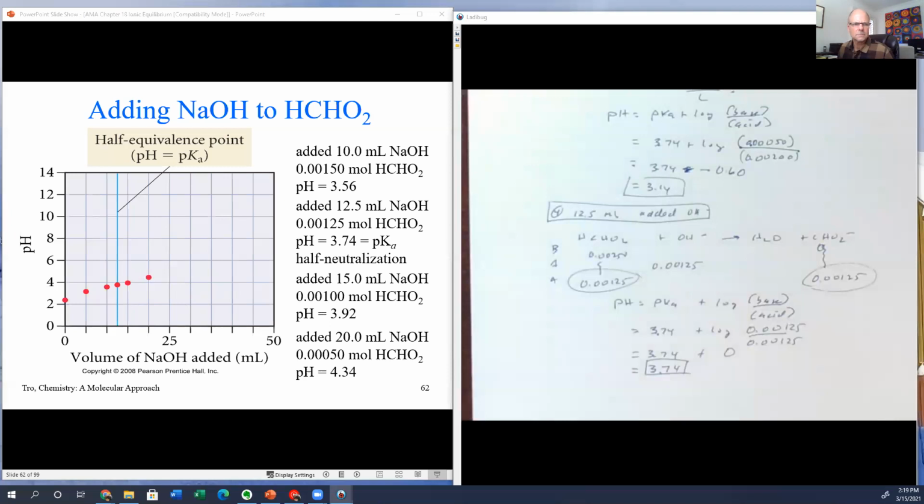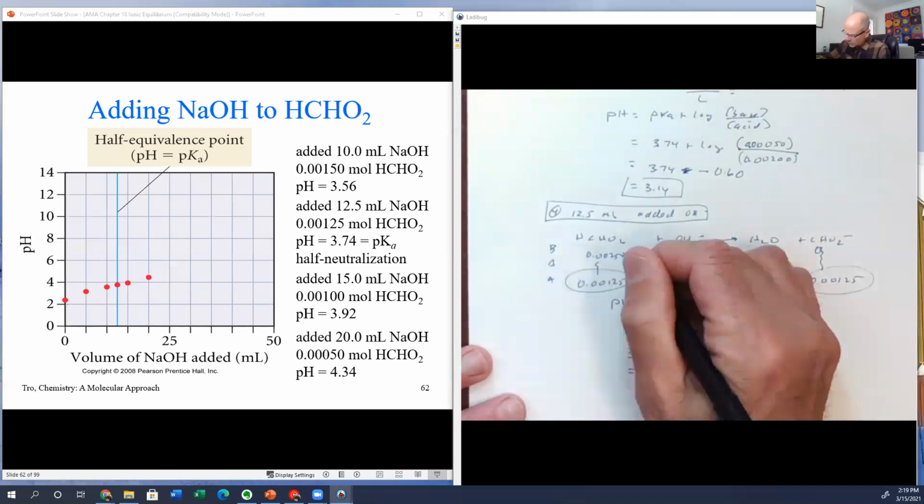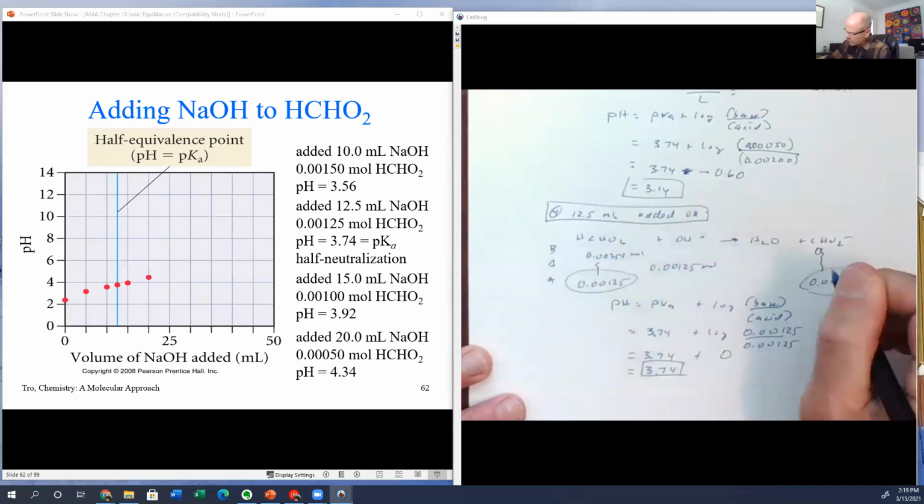Scott. Isn't that 0.0125 liters? Here? Yeah, this is moles. It's 12.5. Remember, this is moles. This is all in moles, right?